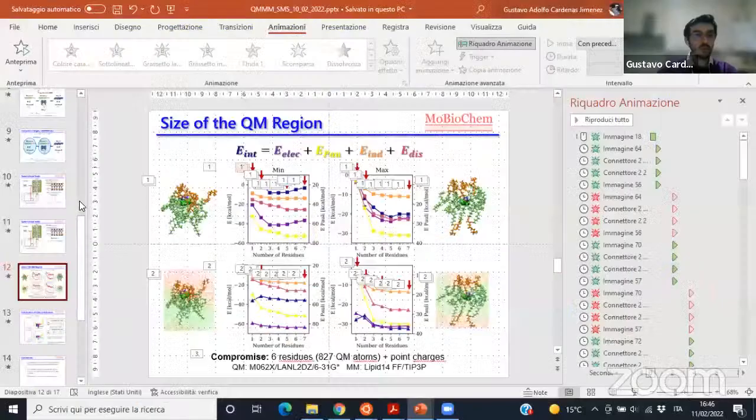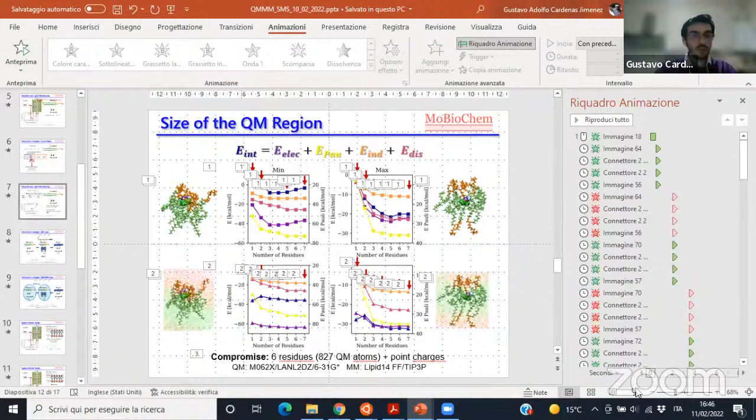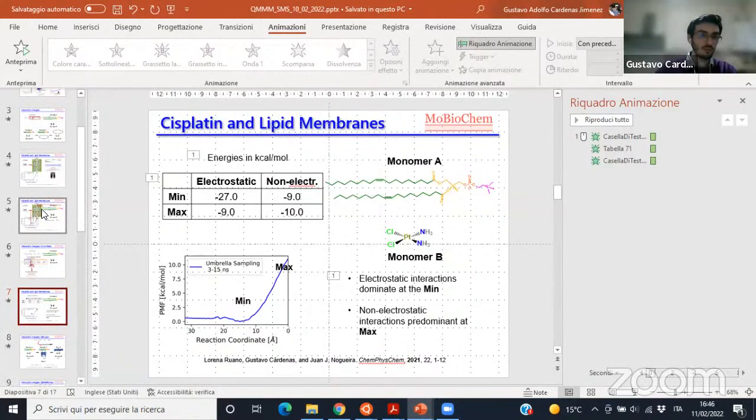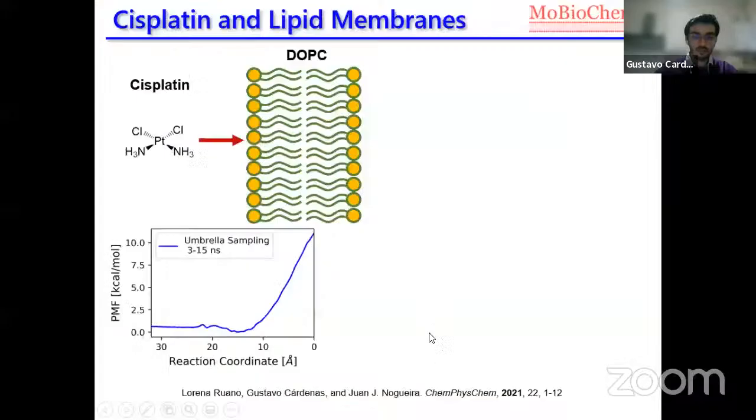Okay, did you apply accelerated MD or spontaneously cisplatin enters membrane during MD? We did apply some kind of accelerated, I mean, we applied umbrella sampling. I think it is better seen here, I suppose. This is something that we had done in our previous publication, but we did an umbrella sampling simulation along this reaction pathway. As you know, we define the reaction coordinate as the distance between the center of mass of cisplatin and the center of mass of the lipid membrane.